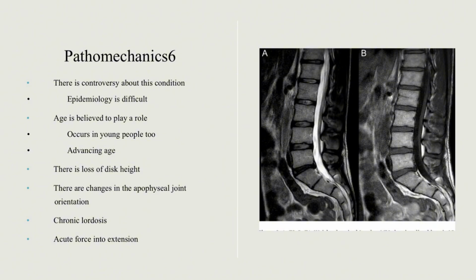But the main issue, other than age, that happens with this disease is that it's due to the decreased height within the disc. There's also some issues with the apophyseal joint orientation, the lordosis as stated earlier, and they also have some issues with extension within the spine as well.